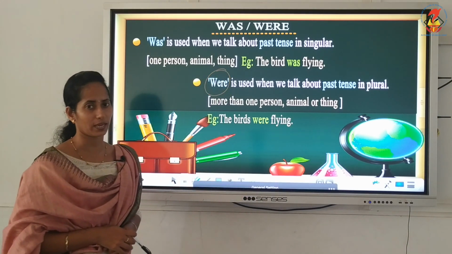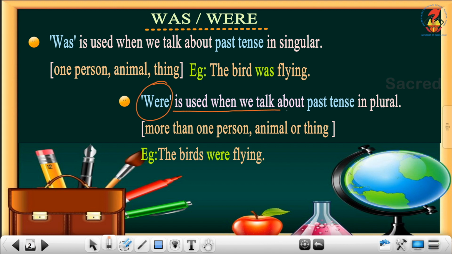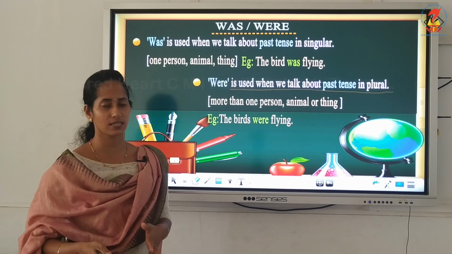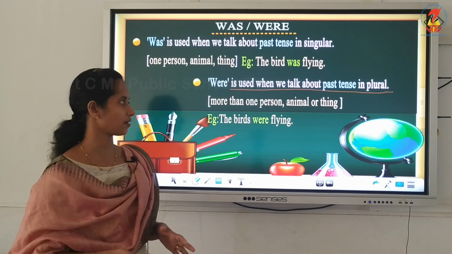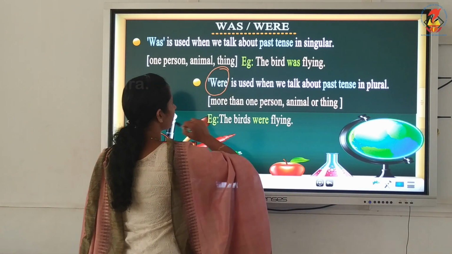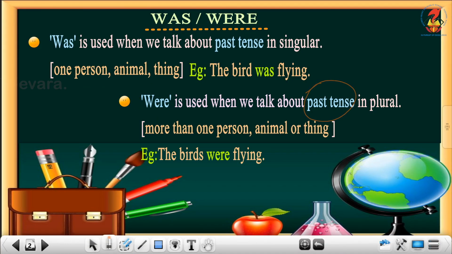Okay. So the next one is were. Where do we use were? So were is used when we talk about past tense in plural. Plural means more than one. So when we talk about plural nouns, which means the boys, the girls, or birds, dogs, etc. So when we talk about a plural noun, you have to use were. So keep in mind were is used in past tense. Past tense means the action which got over or the completed action. Okay, so in such cases you have to use were. I hope it is clear.